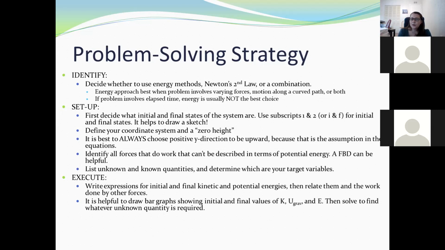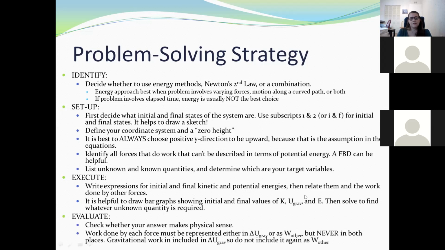I will show you an example using those energy bar graphs, but I don't think that you really do those in college physics. I don't know if you did them in high school physics. Sometimes I made my students do them, if they were having trouble visualizing what was happening to the energy. You may or may not need to use that skill, but I'll show you how to do it anyway. And then, of course, you want to solve your equation to find whatever is required of you.